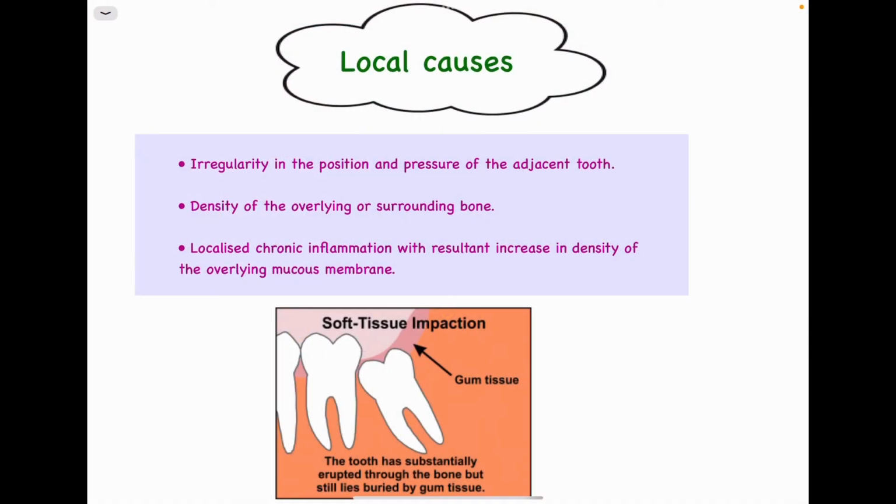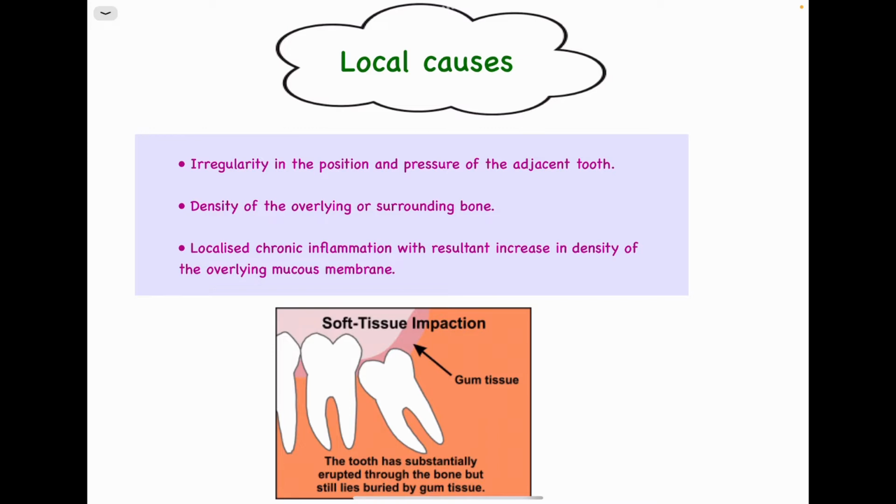So moving towards the local causes of impaction, the first one is irregularity in the position of the adjacent tooth, or if at all there is any kind of pressure being exerted by the adjacent tooth. Now for example, if we take into consideration the third molar, if there is any irregularity within the position of the third molar itself, it is positioned in an ectopic manner, right? As we call it an ectopic tooth, it is positioned in a way which is not at all desirable, right?